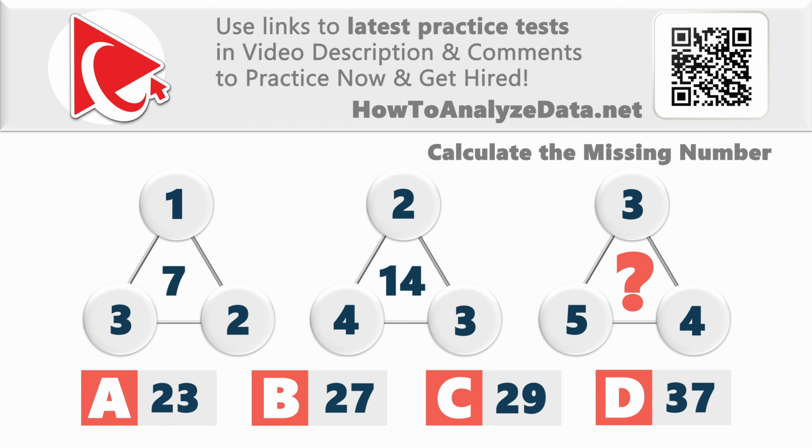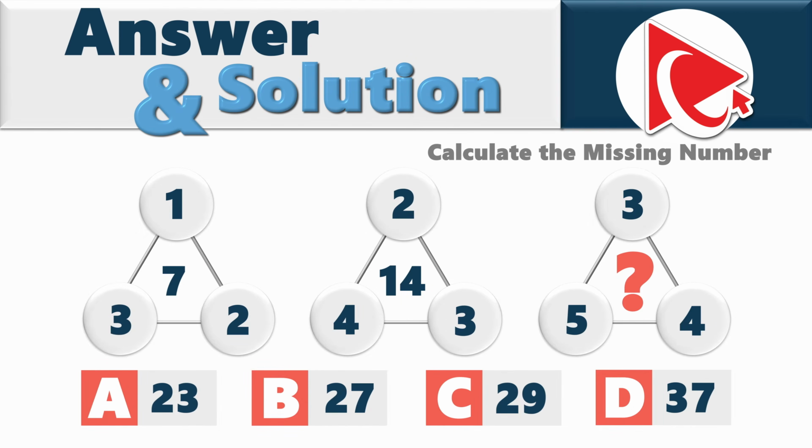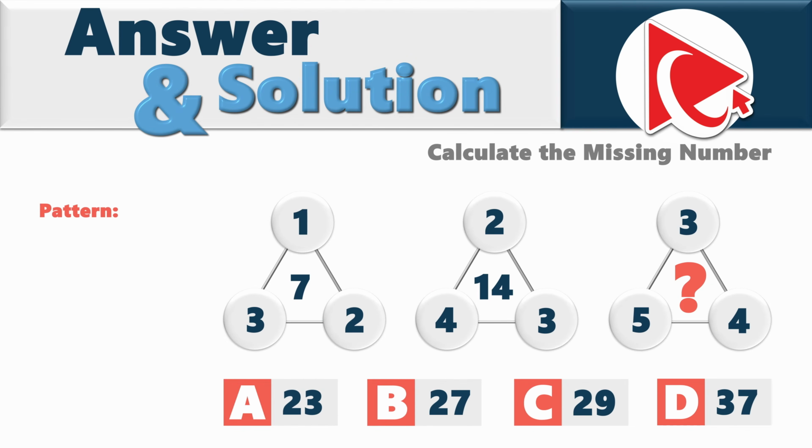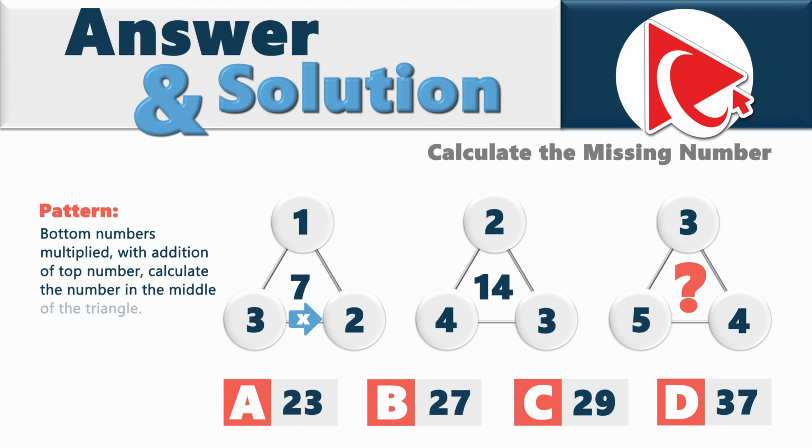Time's up. Are you ready to show your answer? For example, in this question, the pattern is that the bottom numbers multiplied with the addition of top number calculate the number in the middle of the triangle. Let's look at the example in the first leftmost triangle.